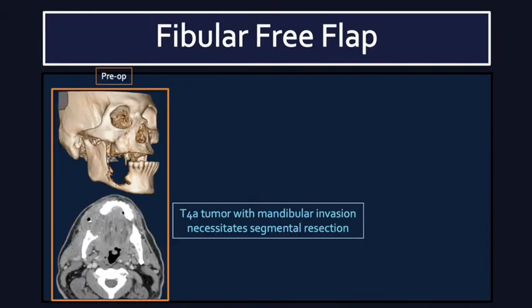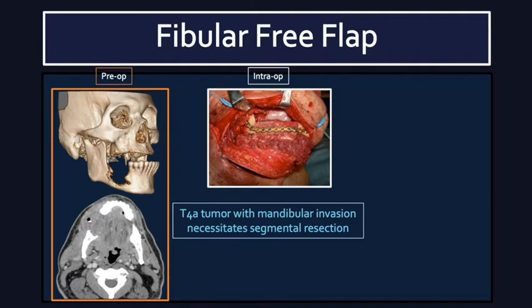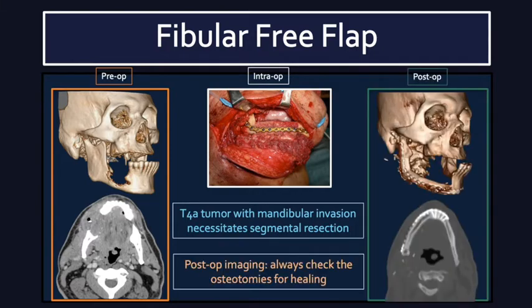These CT images, including the 3D recon, show a large mandibular cancer with definite bone loss. Patient will need a segmental resection. This is the intraoperative view following inset of the fibula. You can see the recon bar bridging the fibular graft or flap and securing it to native bone.